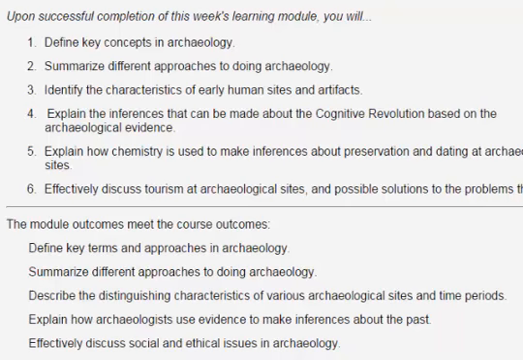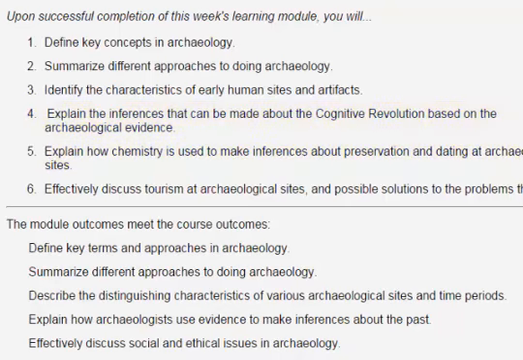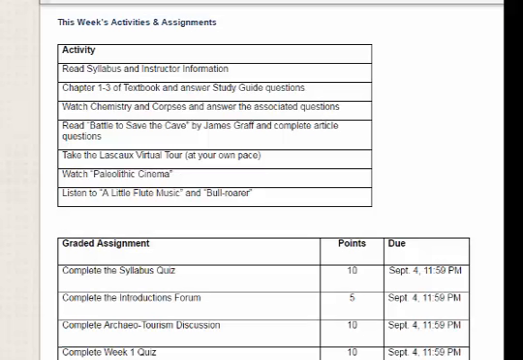The fourth and fifth module outcomes involve using archaeological evidence to make inferences and ties in with the course outcome of explaining how archaeologists use evidence to make inferences about the past. The final module outcome is to effectively discuss archaeotourism, which articulates with the course outcome of effectively discussing social and ethical issues in archaeology.